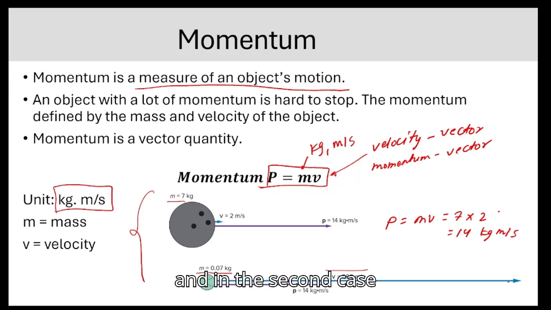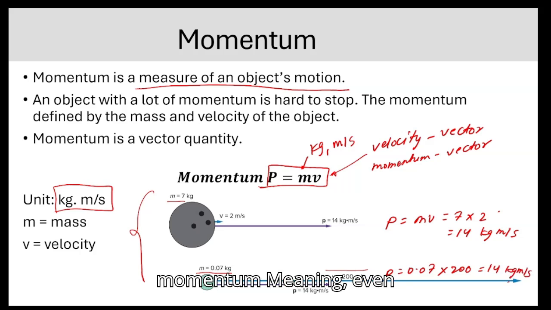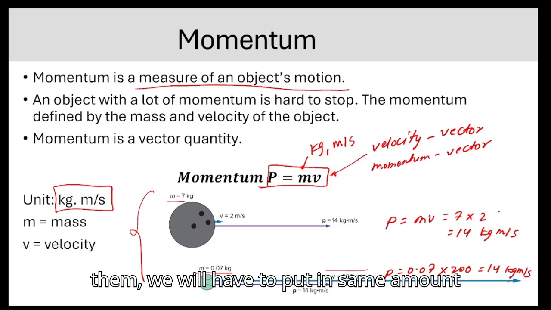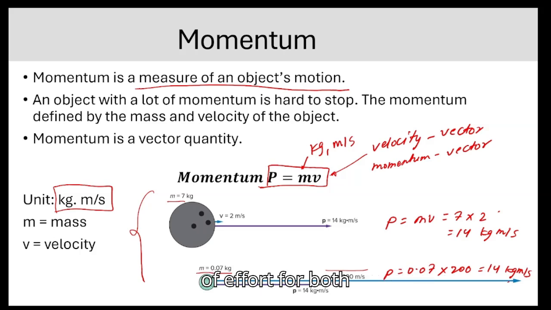In the second case, the mass is reduced, however velocity is increased, and overall we have the same momentum. Even though the first object is very large compared to the second object, if they are in motion and we want to stop them, we will have to put in the same amount of effort for both objects regardless of their size or velocity, because their momentum is the same.